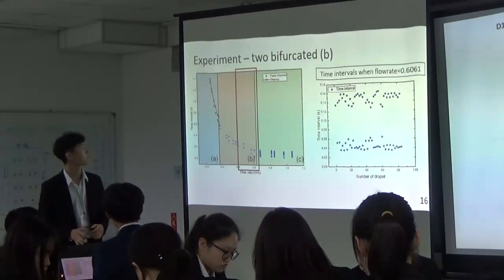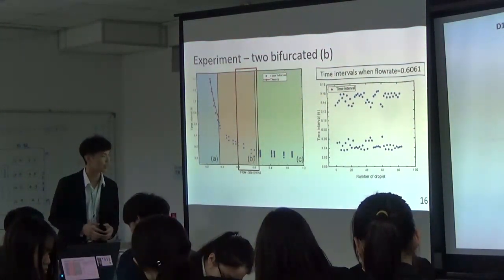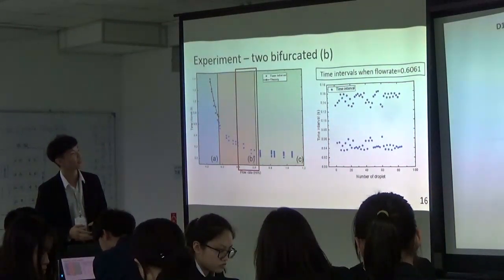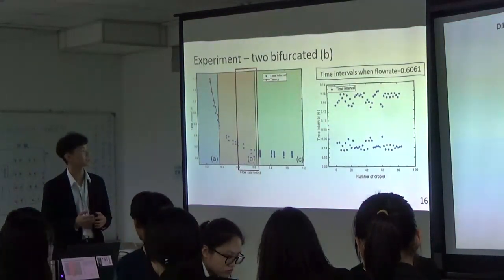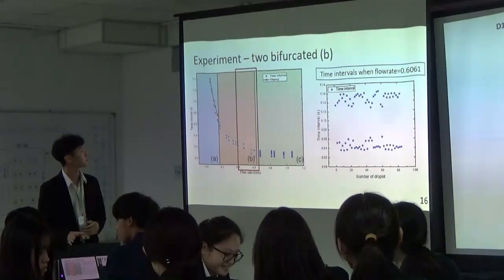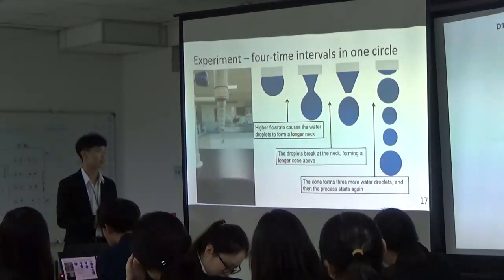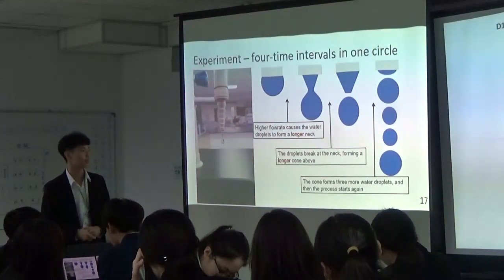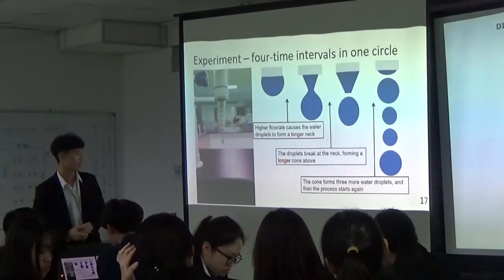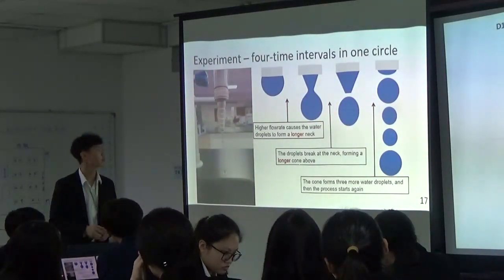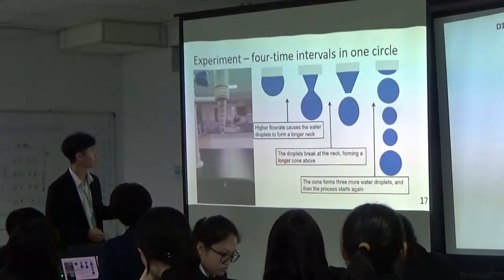And later, if the flow rate increases, we found that there are more irregular patterns in our experiment. It is because the higher flow rate causes the water droplet to form a long neck. The droplet breaks at the neck and forms a long cone above. And the cone forms three more water droplets, and then the process starts again. It will cause this phenomenon, and we can see there are 4 droplets in one cycle.